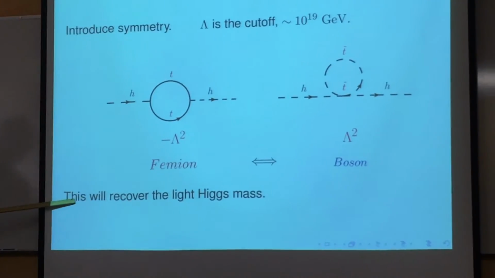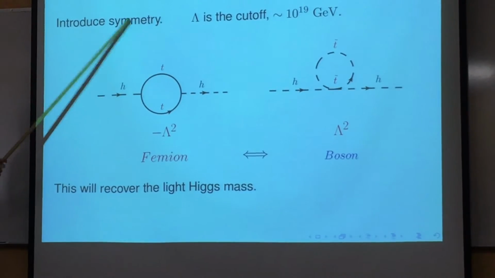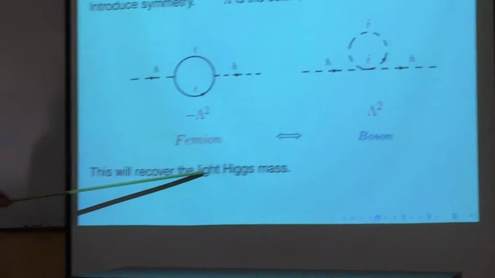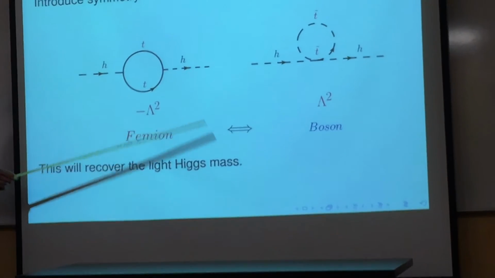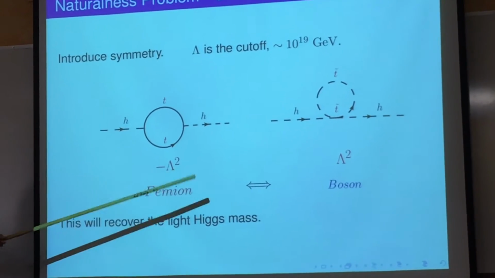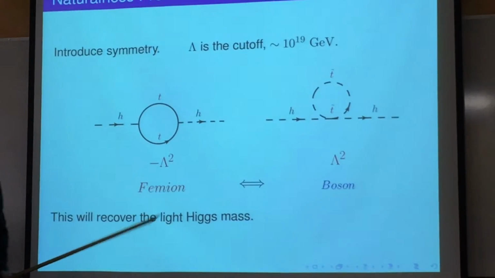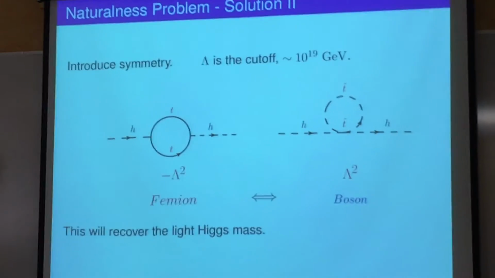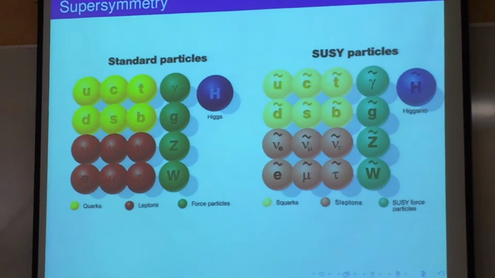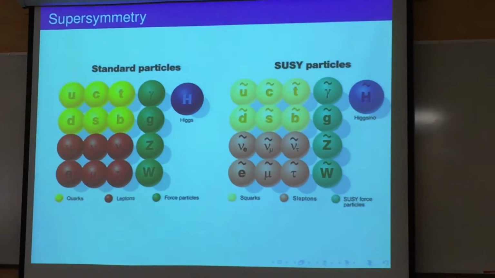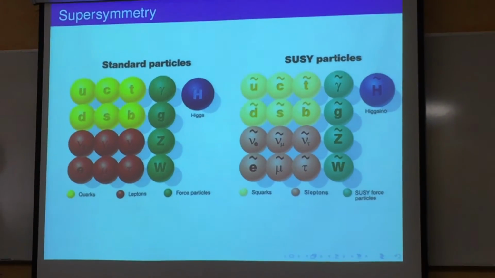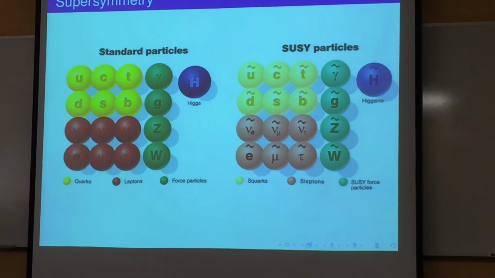So this symmetry will recover the light Higgs mass because the corrections are cancelled out. This symmetry relating the fermion with the boson, we call supersymmetry. That's the reason why we introduced supersymmetry: to recover the light Higgs mass.